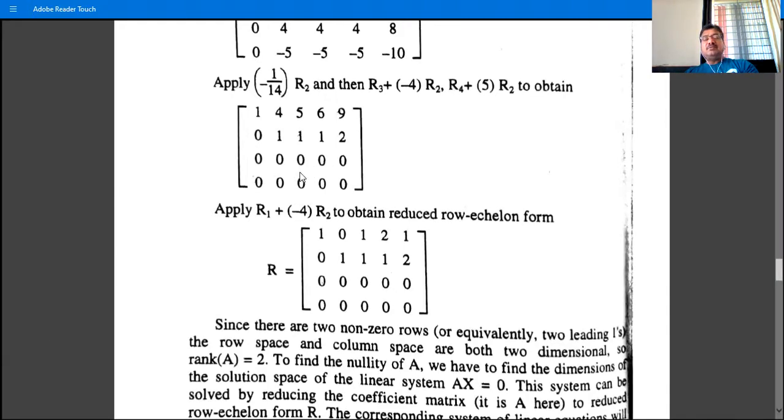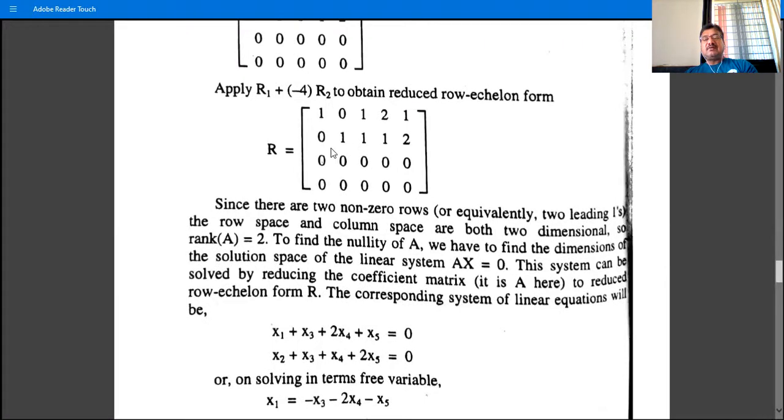Now we have to reduce it to reduced row echelon form. Column number 1 and column number 2 contain leading 1. So we have to reduce this 4 to 0 in order to reduce this matrix to reduced row echelon form. What is the reduced row echelon form? This is the echelon form. In reduced row echelon form, in the columns that contain a leading 1, the remaining elements other than the 1 are 0. So we have to reduce this to 0: R1 minus 4 R2. So we have this matrix, and this is the reduced row echelon form.